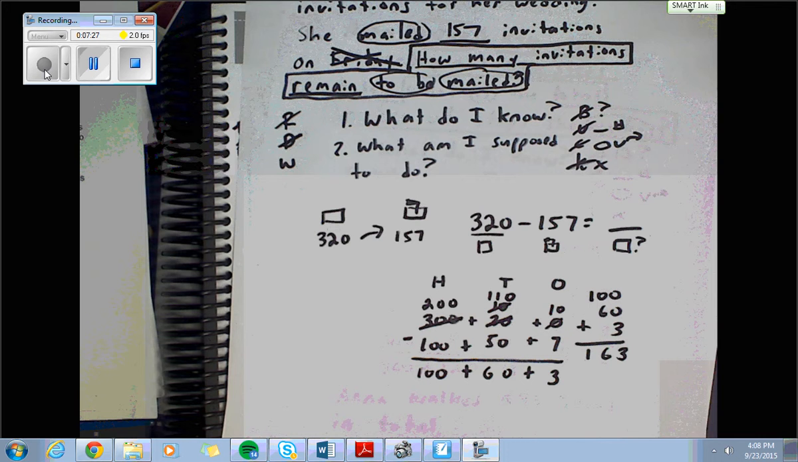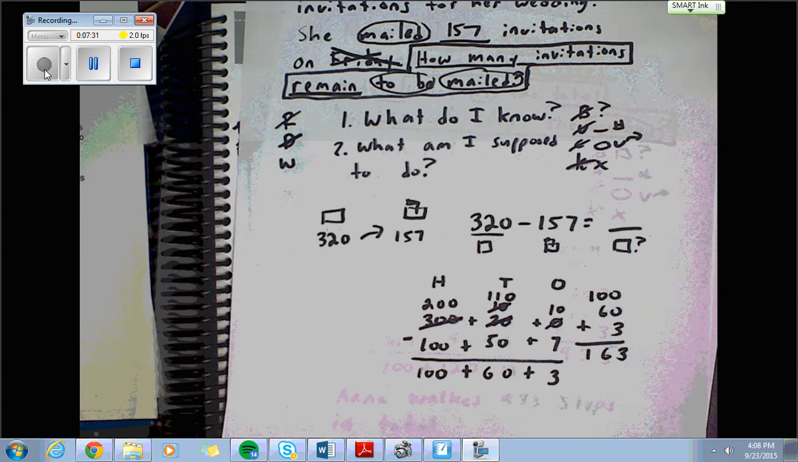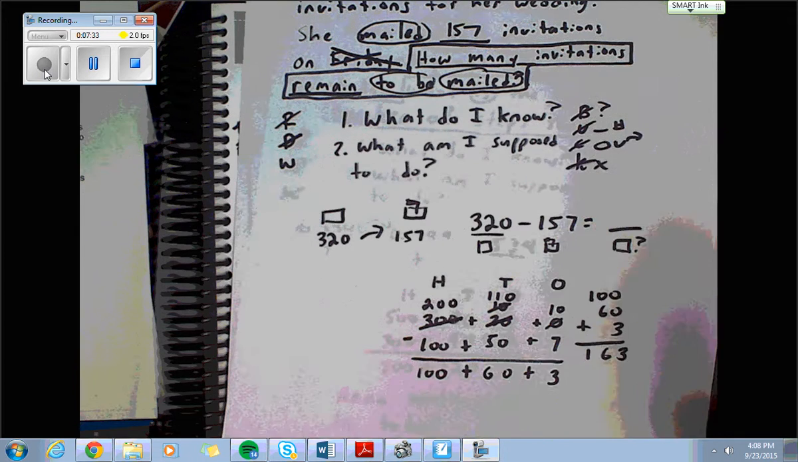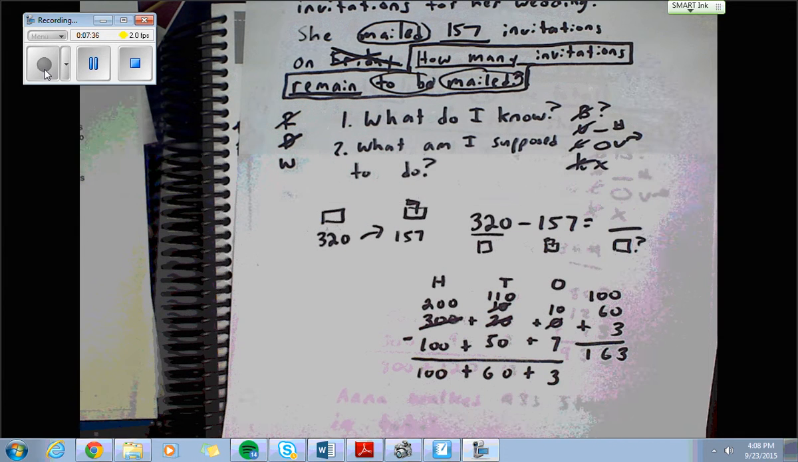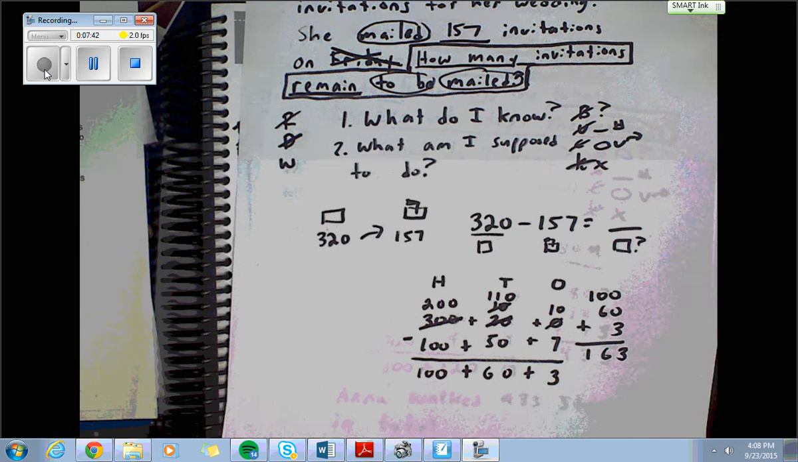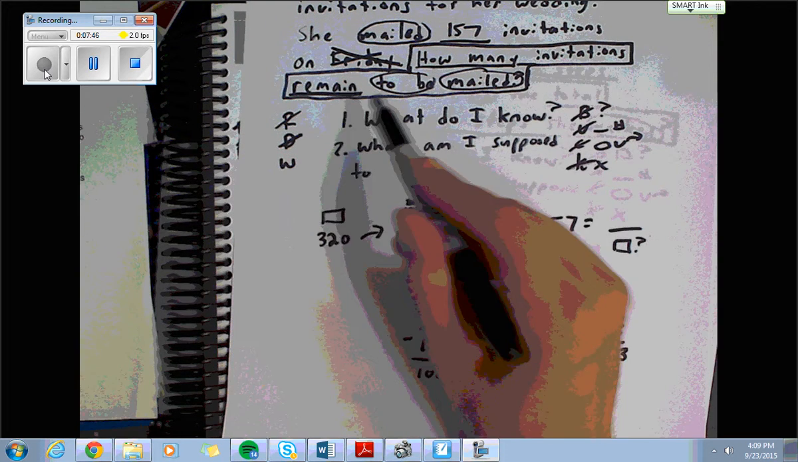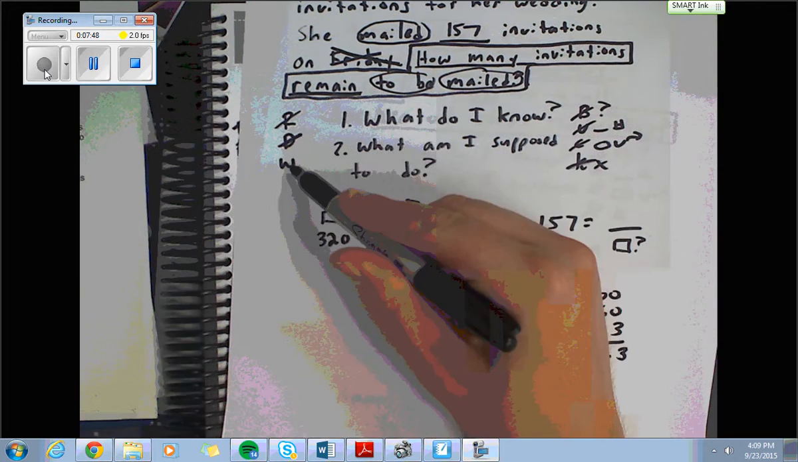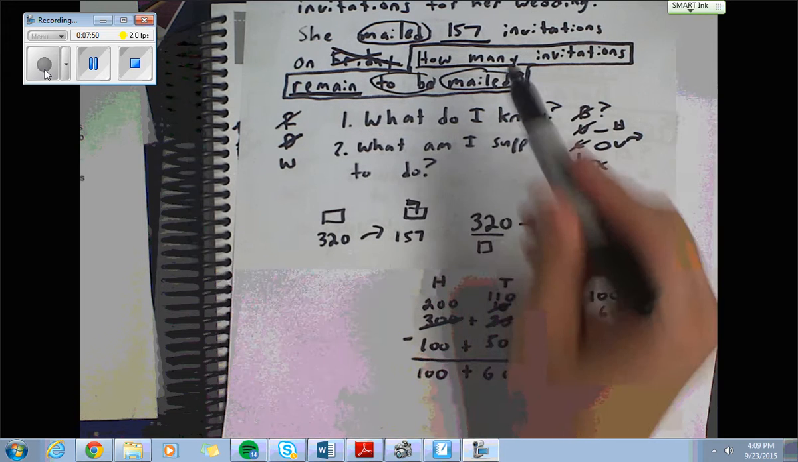All right, now for word problems, the W is very important because it should relate to the problem itself. It should actually answer this question. So we're not going to say the difference is 163. That's okay when you just have a straight difference problem, like just numbers. But it's asking me for specific information: how many invitations remain to be mailed? So my W, my answer, should answer that question.